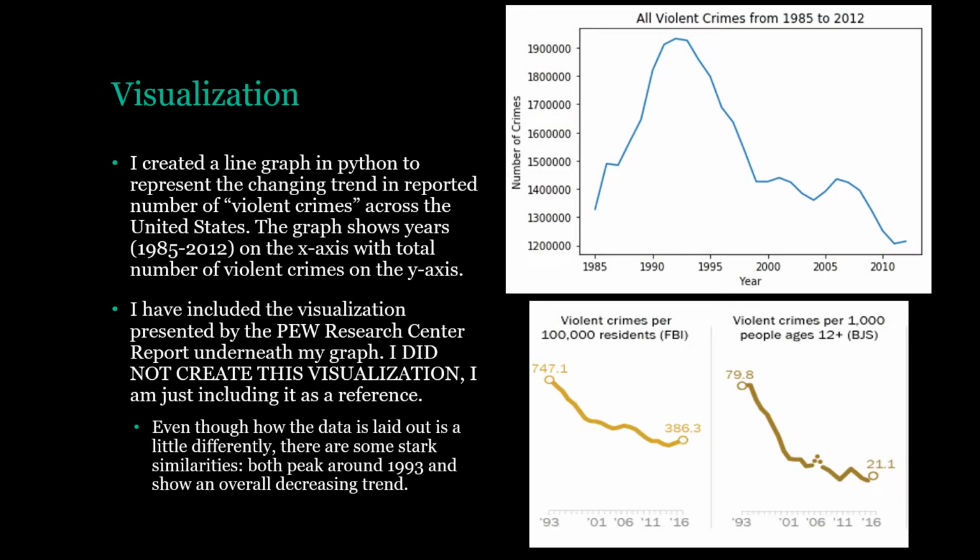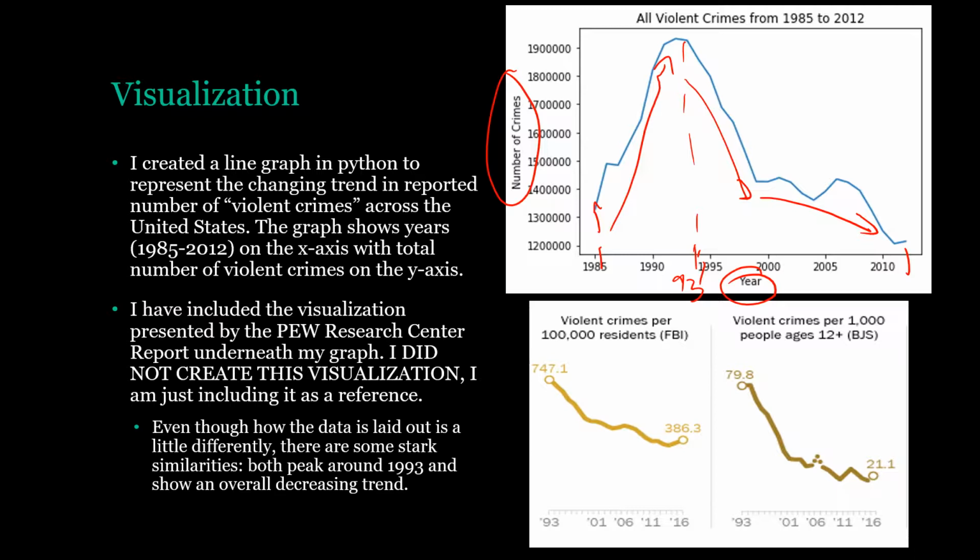For my visualization, I took the year down here on the x-axis and I plotted it from 1985 to 2012, and I compared it to the total number of crimes. So for each year we had the total number of crimes in the whole United States. It started out increasing until about 1993, and then from that point on it decreased.